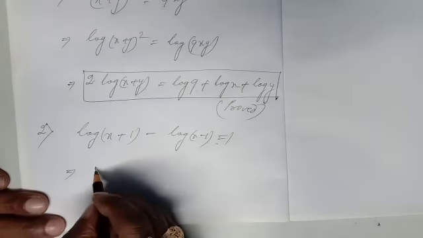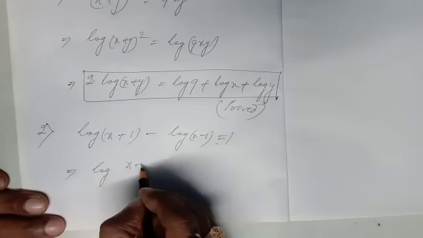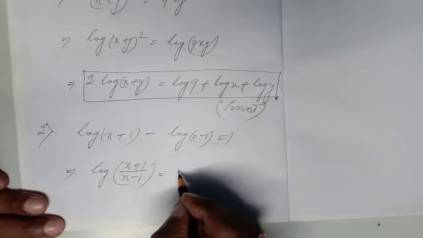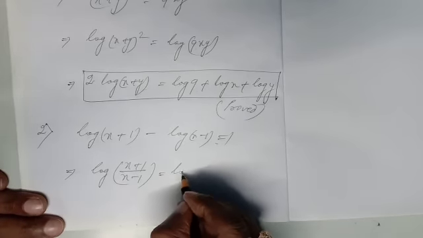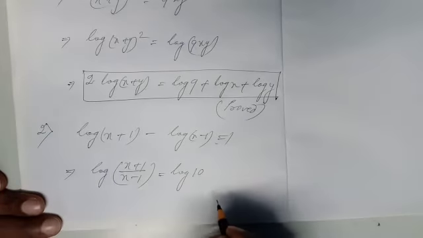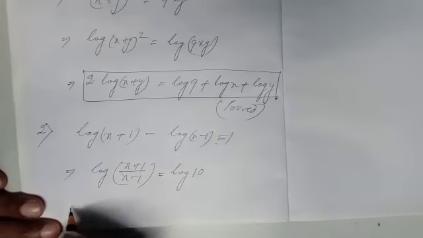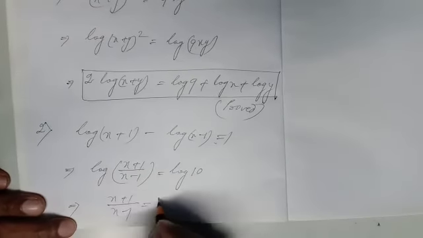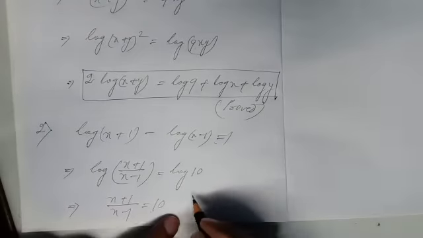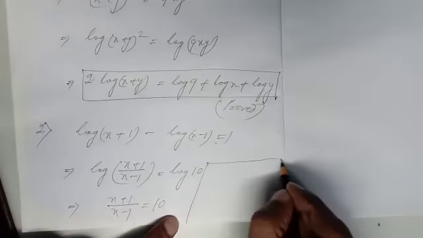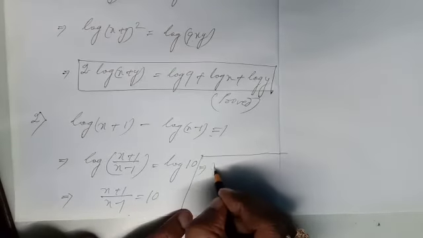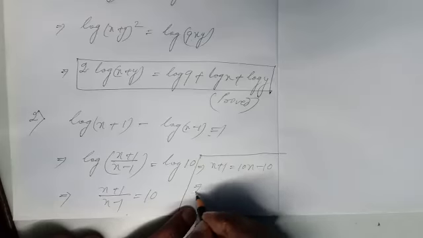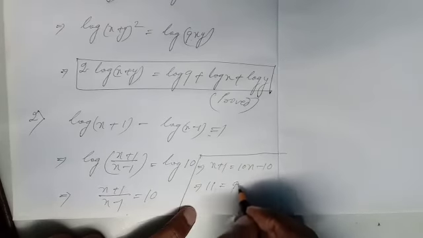As it is minus sign given, as per the property of logarithm, this will be log of (x plus 1) by (x minus 1) is equal to log 1. I can write here log 10, because log 10 is equal to 1. Now, taking anti-log both sides, this will be (x plus 1) by (x minus 1) equal to 10. After that, if you cross multiply, what will you get here? This implies x plus 1 is equal to 10x minus 10.